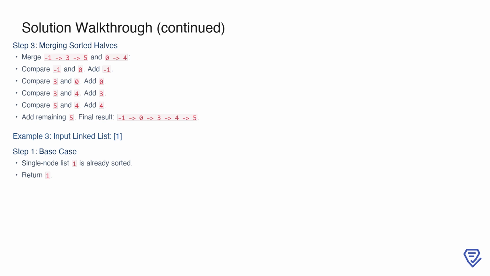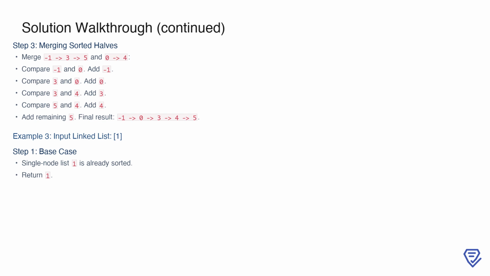Comparing the heads, -1 is smaller, so it is added first. Next, 0 is smaller than 3, so 0 is added. We then compare 3 and 4, and 3 is added. Comparing 5 and 4, 4 is added next. Finally, the remaining 5 is added to complete the merge. The final sorted list is -1-0-3-4-5. In our third example, the input linked list consists of just one node, 1.